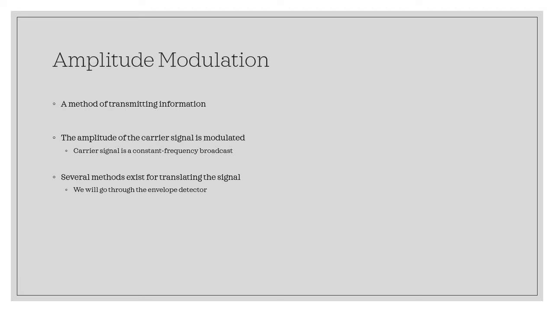And there are several methods for translating that signal. I'm not going to go into how to produce it. That can be done in several ways. The oldest ways involve using capacitors. But we're just going to go through how to decode it. And our method is going to be an envelope detector.